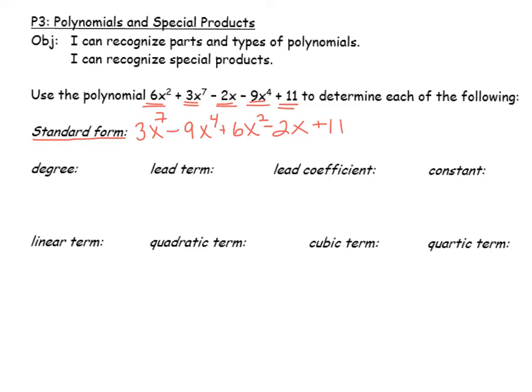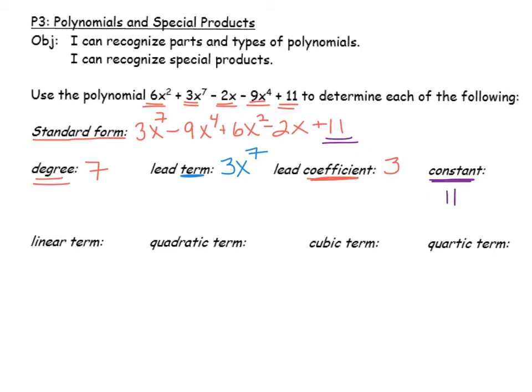Now we talked about this on the worksheet. The degree is the number that represents the biggest exponent. That's 7. Now the lead term is the entire thing, both the number and the variable. The lead term is 3x to the 7th. The lead coefficient is just the number in front, so the lead coefficient is just 3. The constant in the polynomial is a number that doesn't have a variable at all, and it's usually written last if there's a constant, and that would be 11.